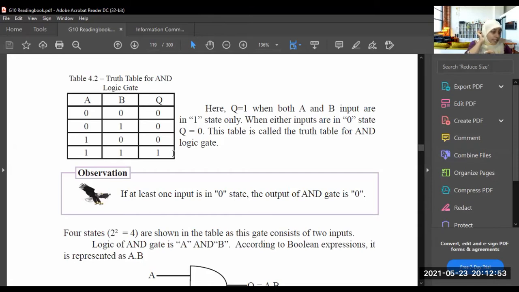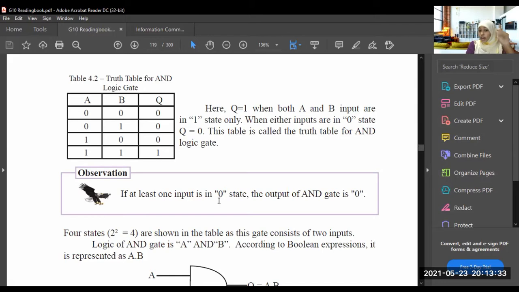Now for example, say you have 10 inputs. There are 10 switches, 10 inputs. If you want the bulb to work, then all 10 switches should be on. Then only the bulb will work. If among the 10 switches one switch is not on, then the bulb will not be working. Now, understood the rule of the AND gate?